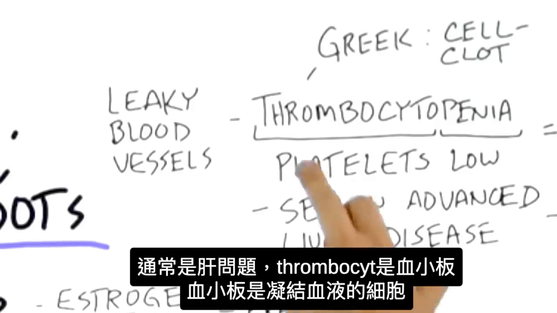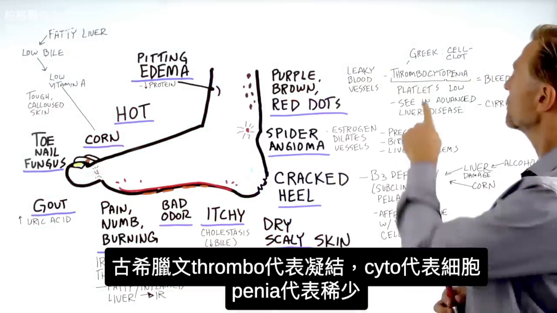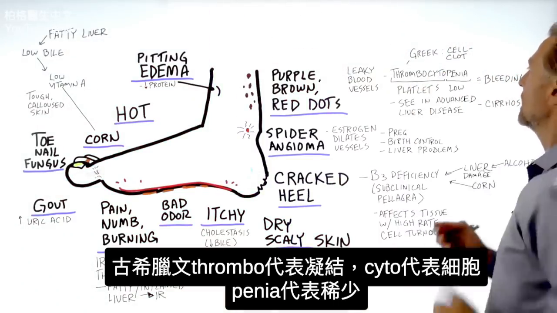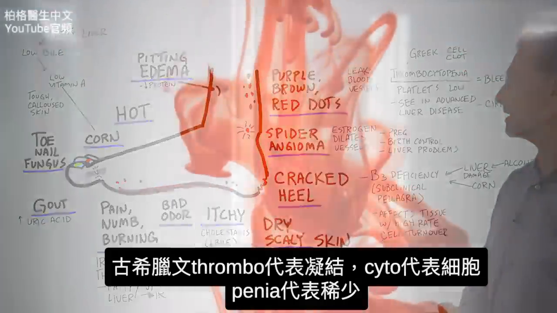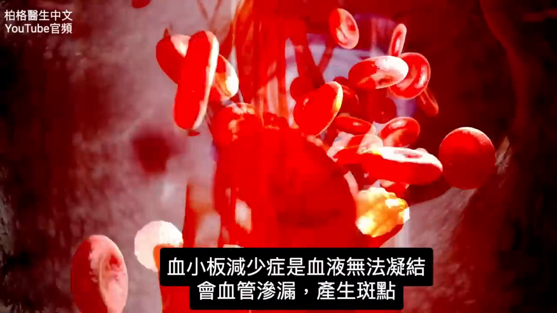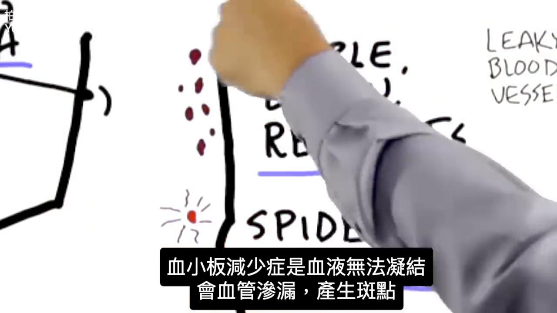All right, let's break it down. What is a thrombocyte? Well, it's a platelet. What are platelets? They're cells that help clot. In fact, the Greek word for thrombo means clot, and then cyto means cell, and then penia means low. So we have low platelets. So thrombocytopenia is basically you are not going to be able to clot, and so you're going to have leaky blood vessels, and you're going to see this right here.